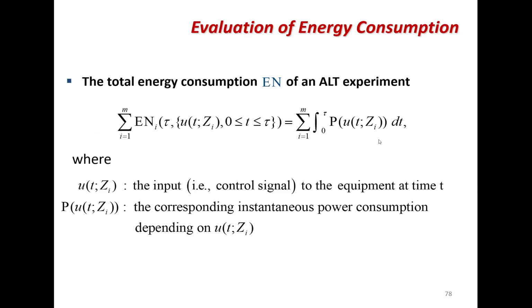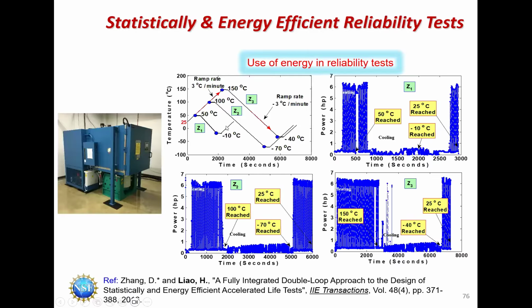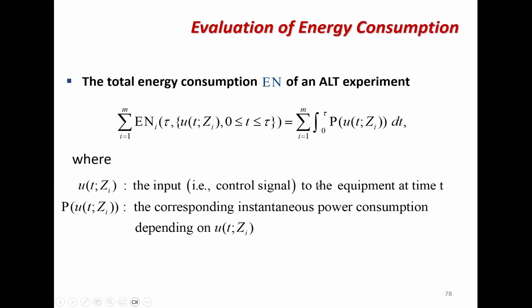The first step is based on the equivalent testing plan concept. Before we do that, we can consider how to assess the total energy consumption of a testing plan. Of course, we can just use these equations. It depends on the power consumption of your equipment. You integrate the power from time zero until you stop the test. We have different types of stress loadings, and you sum all of these energy consumptions together. That's going to be the total energy consumption of your experiment.